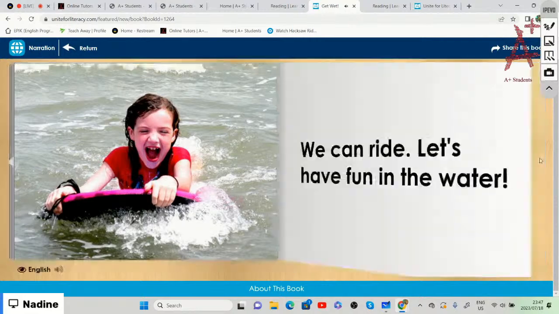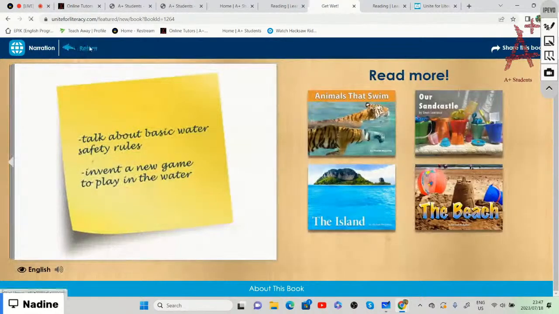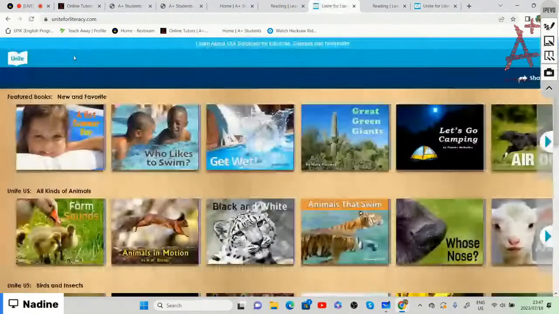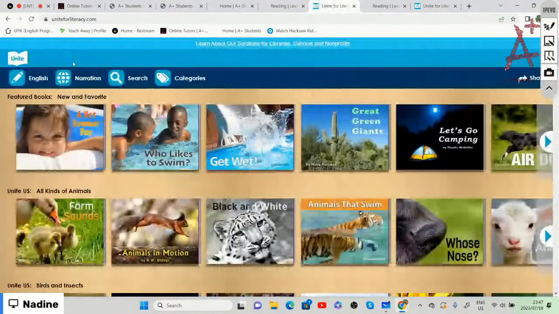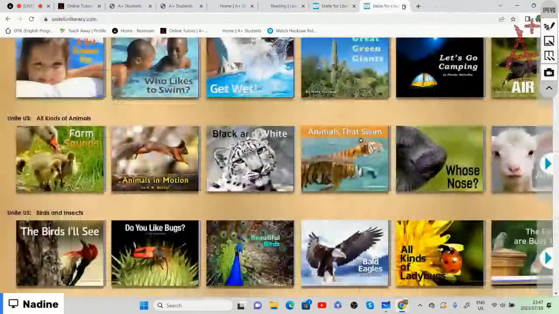All right. So this book, Get Wet, is telling us many different ways in which we can get wet, right? All right. So that was just a book to also help us with our reading as well as our pronunciation.